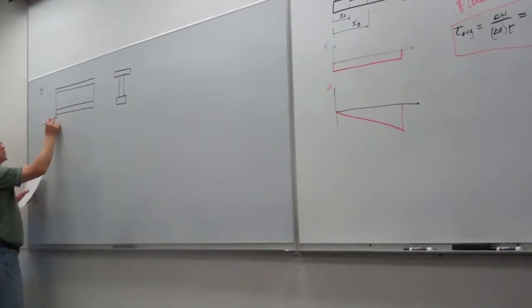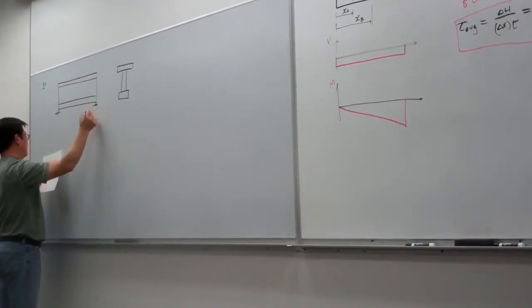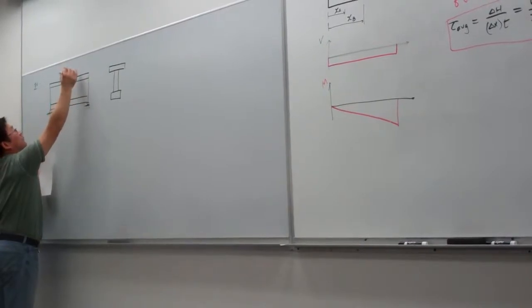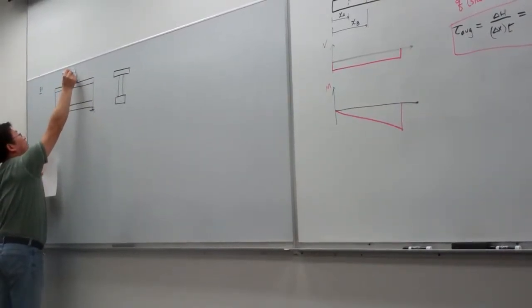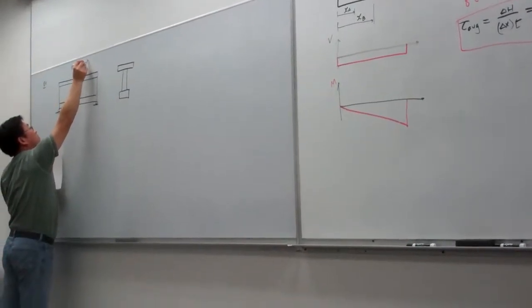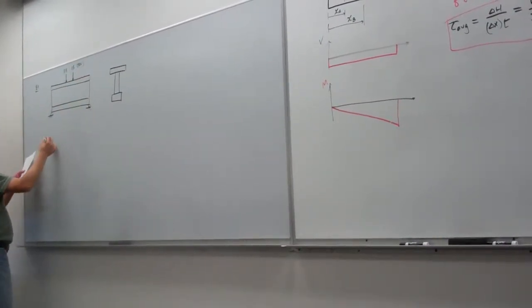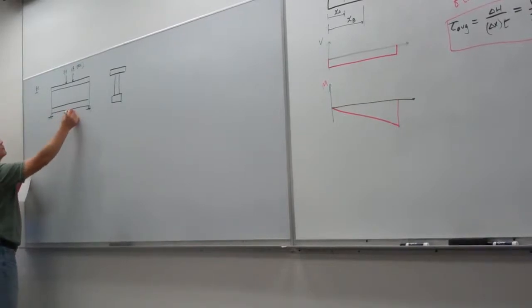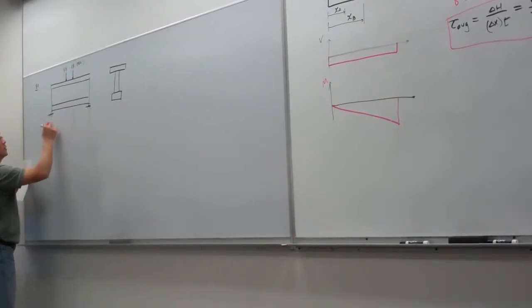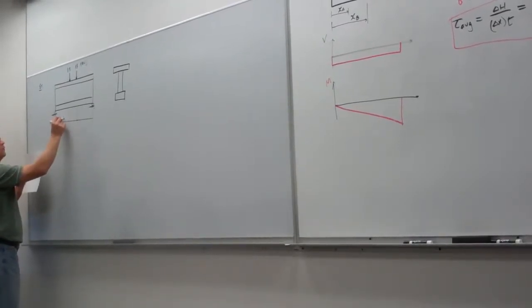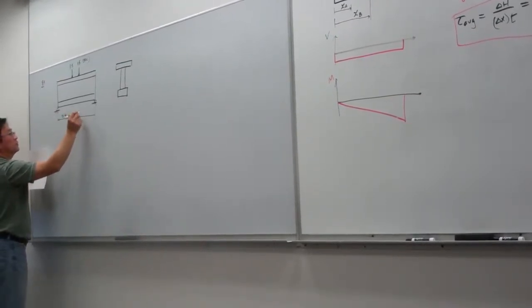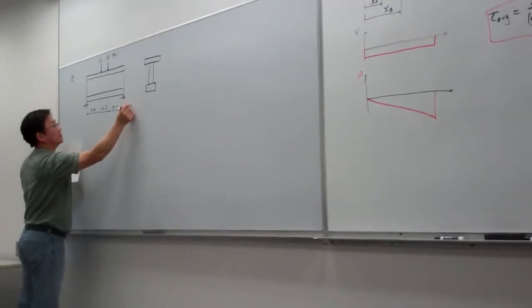And here is the simply supported. And here we have the loading, P equals 1.5 kilonewton. And here is 0.4, 0.2, and 0.4 in meter.